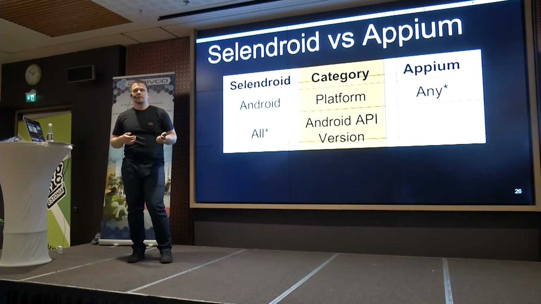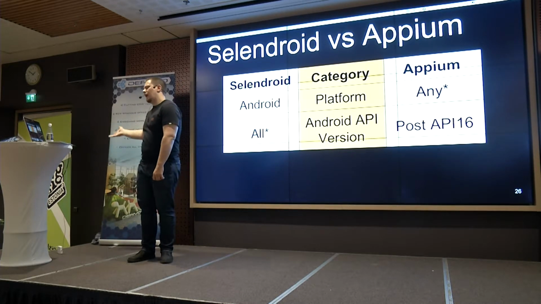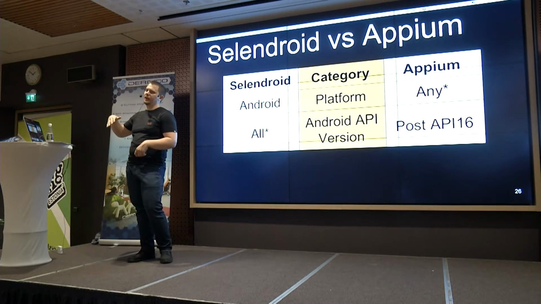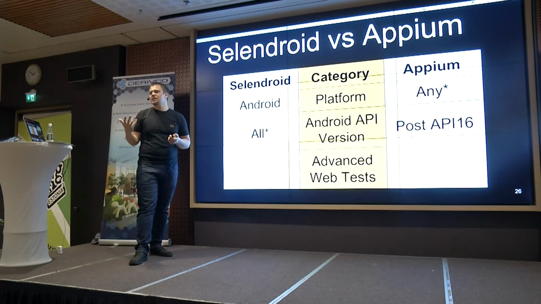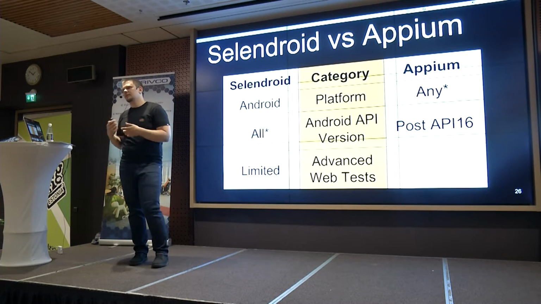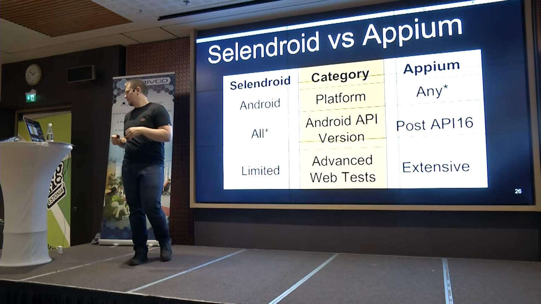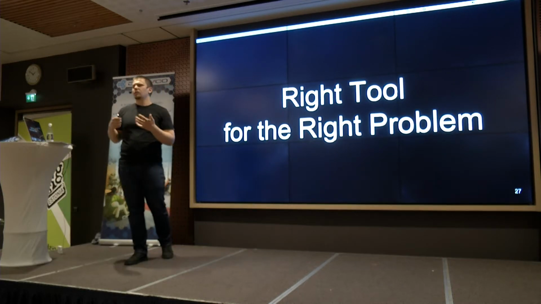Android API versions, obviously Selendroid would handle all of those. Appium would use post API 16, and if anything before that, it will just switch to Selendroid. And there are some advanced web testing capabilities that Selendroid has limits on, and Appium is quite extensive, like user agent testing.